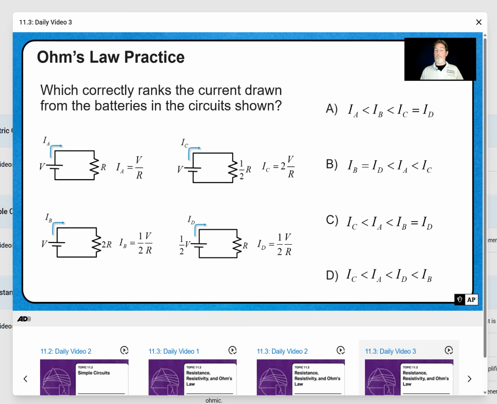In doing so, we can see that our smallest value is 1/2 V over R. Both current B and current D have that smallest value. So IB must equal ID, which eliminates A and eliminates D from our answer choices. And then when we compare the other ones, the next largest is current A with V over R, and then current C is the largest with 2V over R. So here we are, selecting B as our correct ranking.